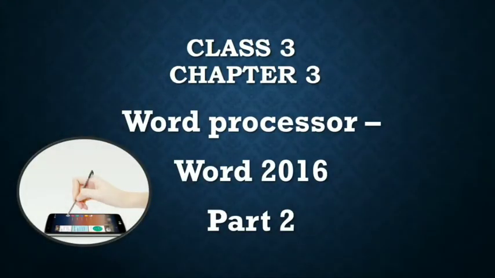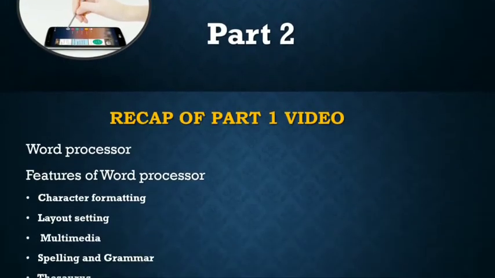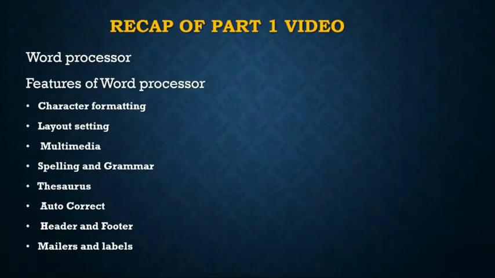Today we will continue chapter 3. This is part 2 of chapter 3. Chapter 3 is Word Processor: Word 2016. So let's get started. In part 1, we discussed the word processor and its features, that is character formatting, layout setting, multimedia, spelling and grammar, thesaurus, autocorrect, header and footer, mailers and labels.